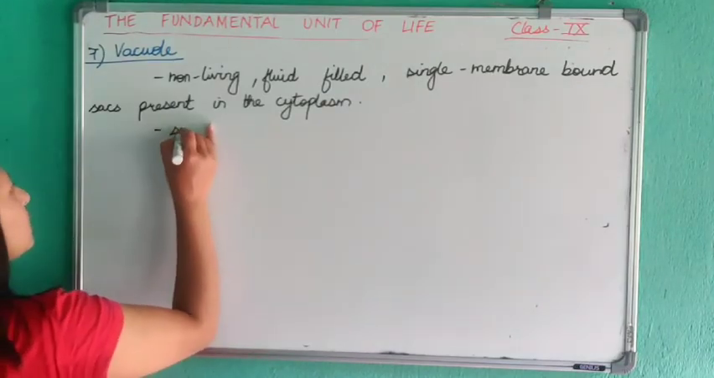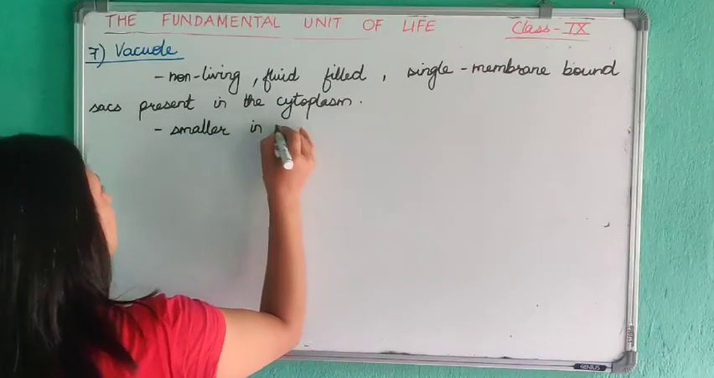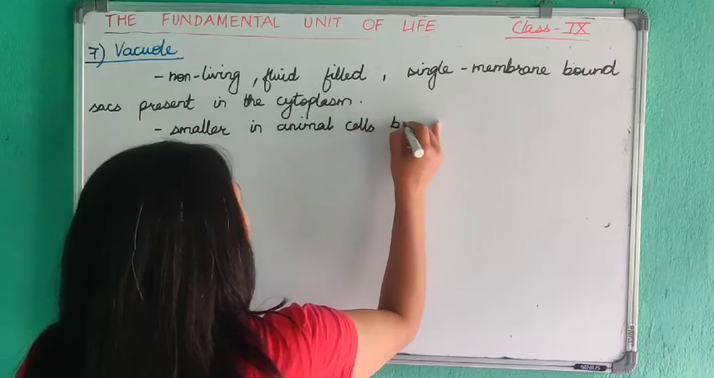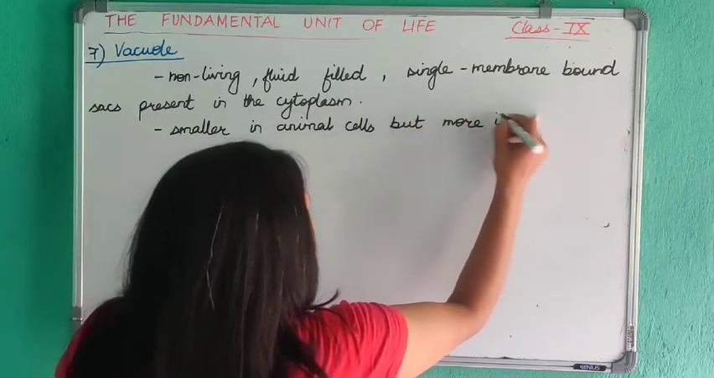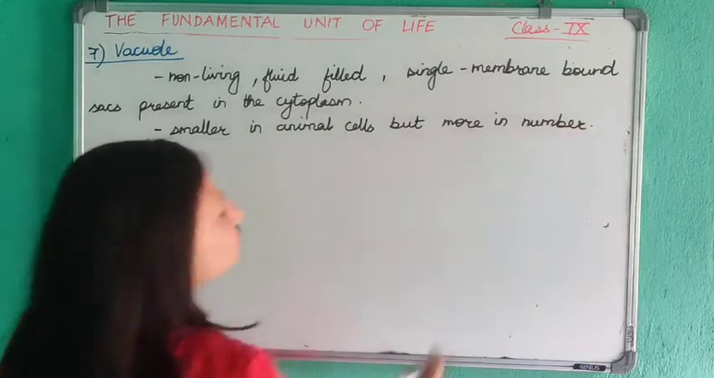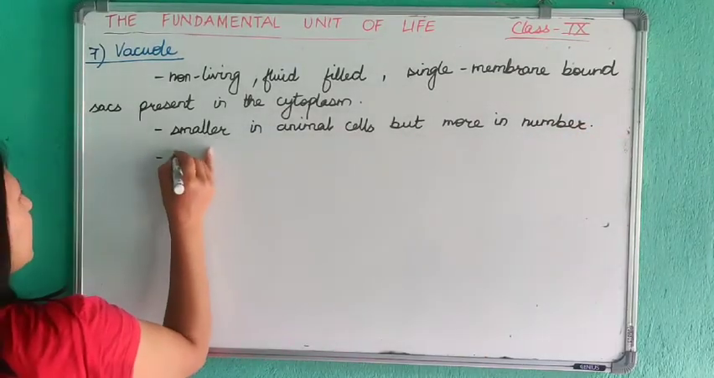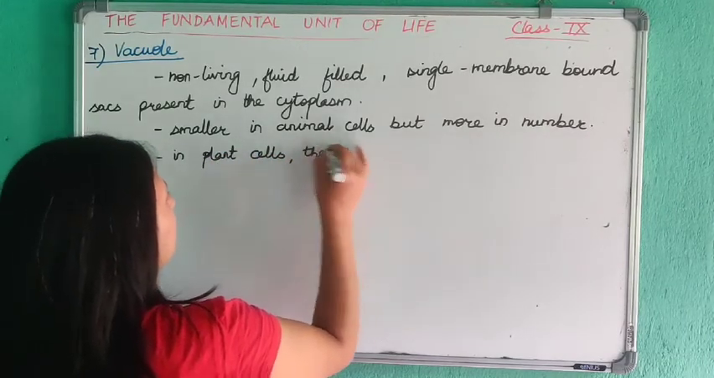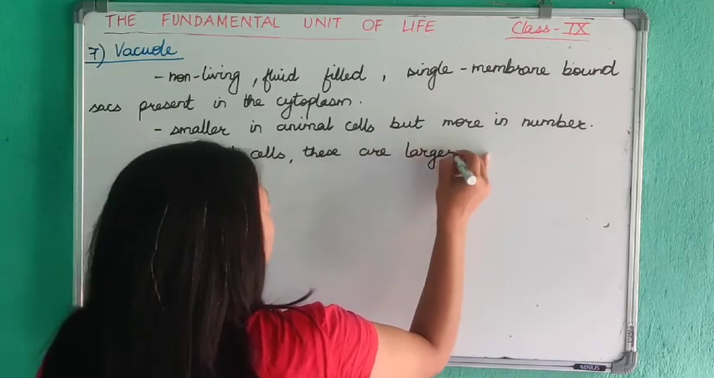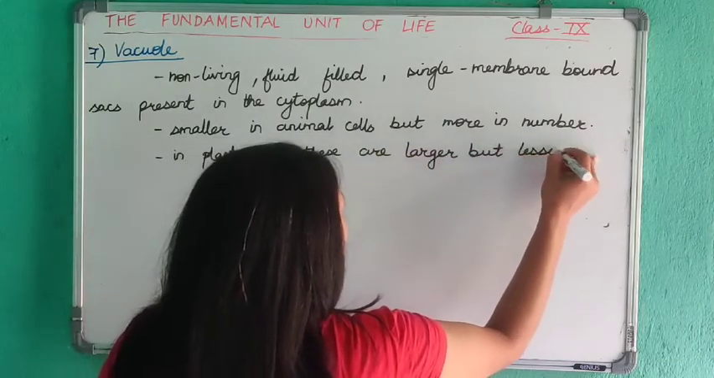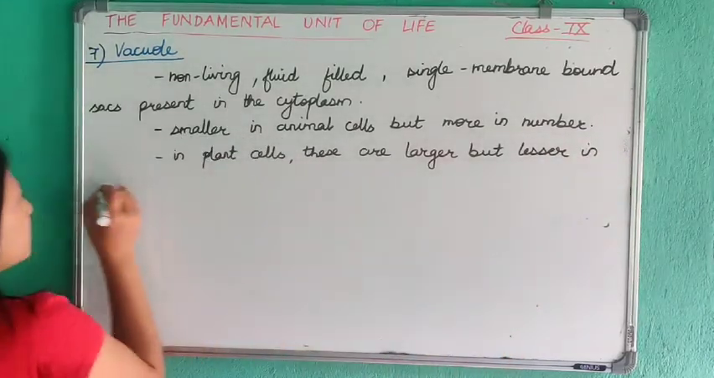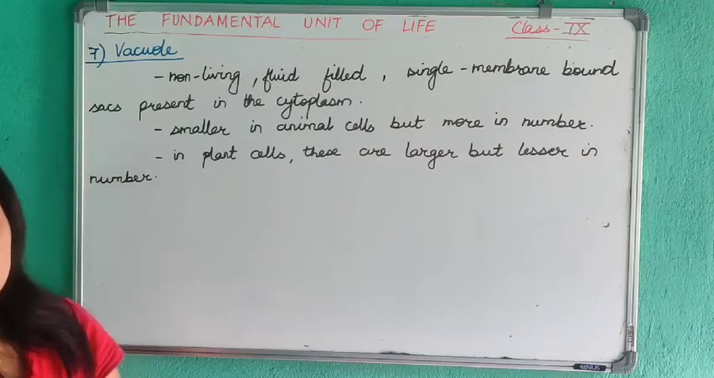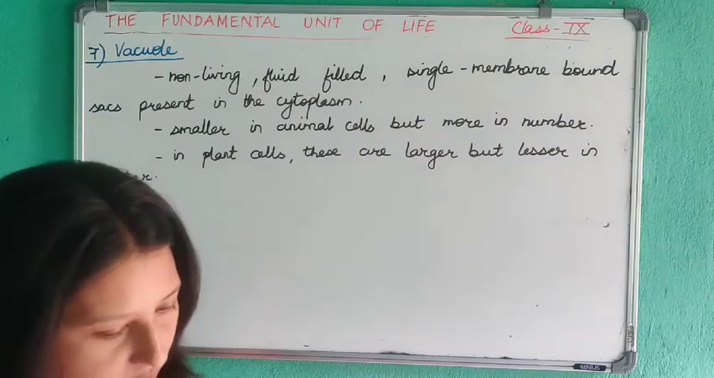Now it is smaller in animal cells, but more in number. In animal cells they are small but present in large quantity. In plant cells these are larger but lesser in number. Usually there is only one; a mature plant cell has just one. So that is what vacuoles are.